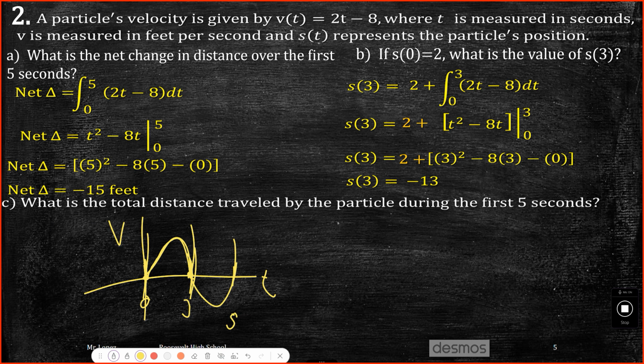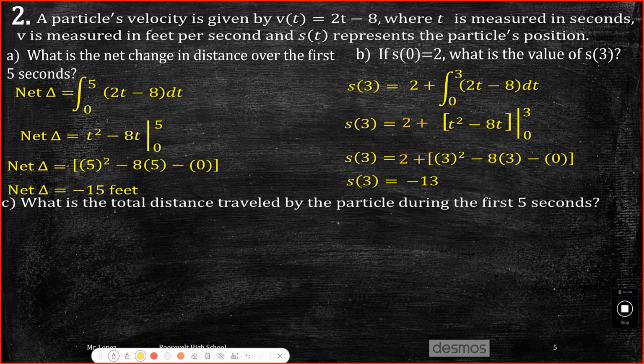So do I necessarily need to find this and then integrate from here to here and from here to here? Or could I just use a calculator? If you have a calculator, you can just plug it in. If you say from 0 to 5 of the absolute value of 2t minus 8 dt, the calculator will compute it correctly. But here, we just want to know, is there any critical point between 0 and 5?